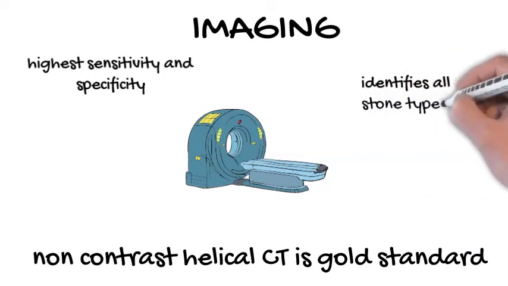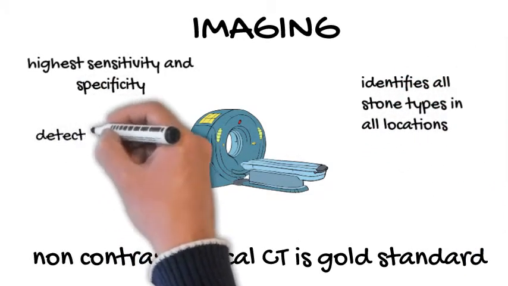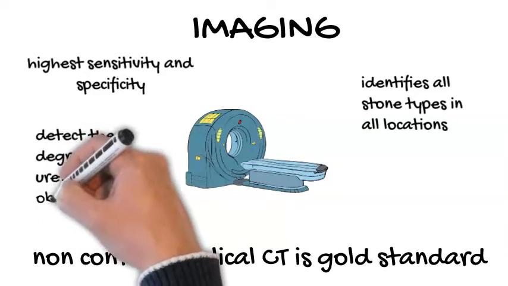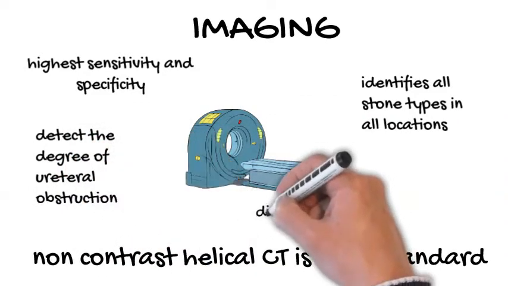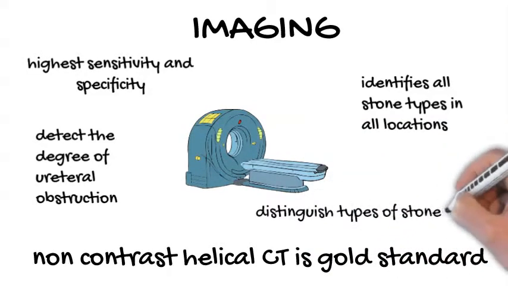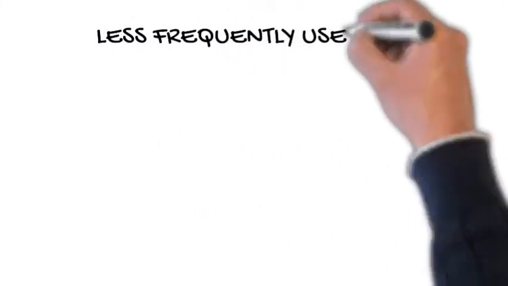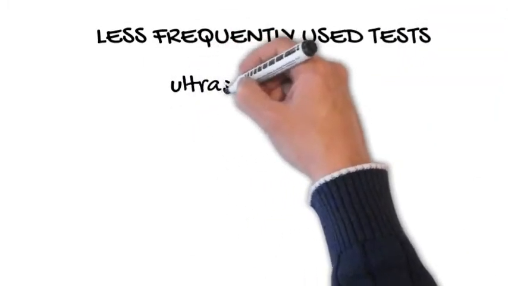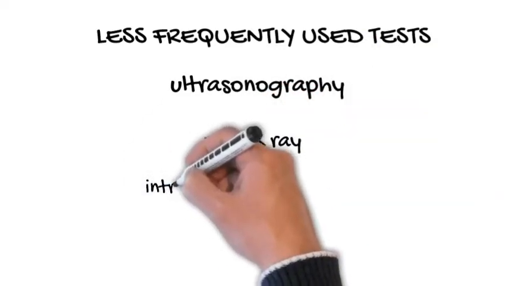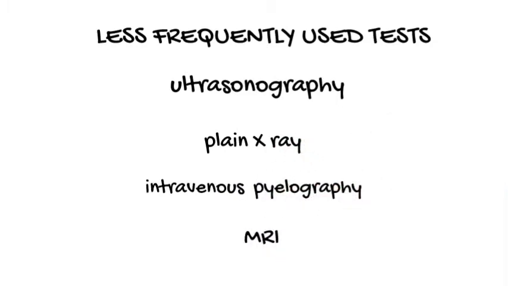Its sensitivity at 95 to 100%, and specificity at 94 to 96%, suggest that it may definitively exclude stones in patients with abdominal pain. In addition, it can detect the degree of ureteral obstruction, as well as distinguish cystine and uric acid stones from calcium stones. Less frequently used tests. Radiological tests that are less frequently used include ultrasonography, plain X-ray, intravenous pyelography, and magnetic resonance imaging. Some of these tests are used in the initial diagnosis of nephrolithiasis only if CT is unavailable.